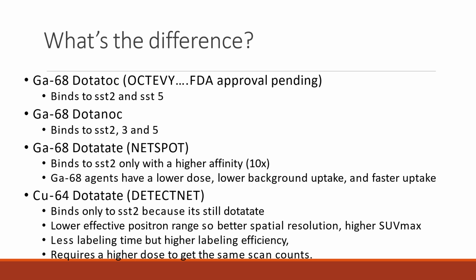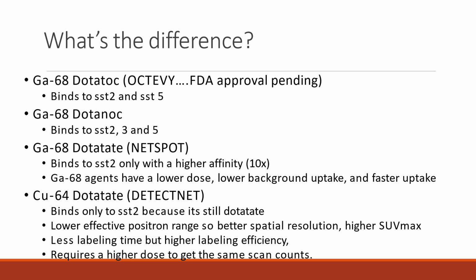All right, so what's the difference between all these DOTATATEs, DOTATOCs, DOTANOCs? They will go to different somatostatin receptors. There are 5 different types. We talked about this in PET, so you might want to go back and review it, but there are 5 different types. The DOTATOC that's pending FDA approval only goes to somatostatin receptor 2 and 5. DOTANOC, which is not used here in the US, it's not FDA approved yet, but in Europe and all those glorious places they use it. This is binding to somatostatin 2, 3, and 5.